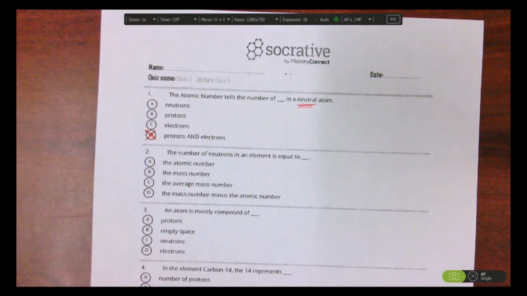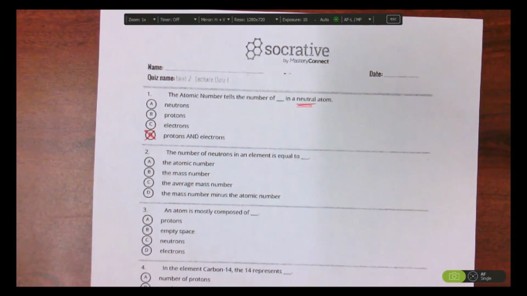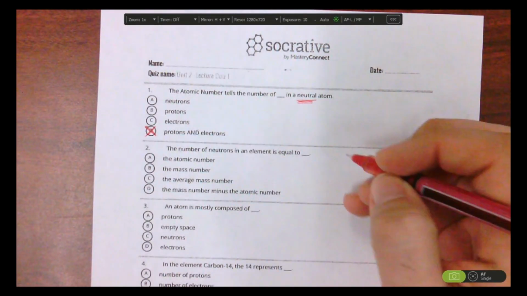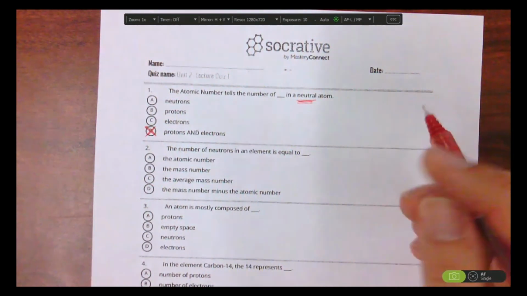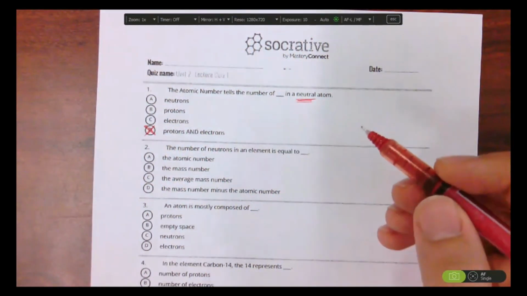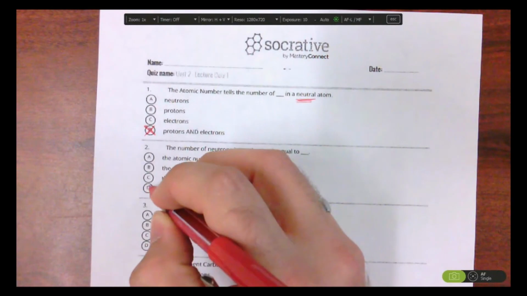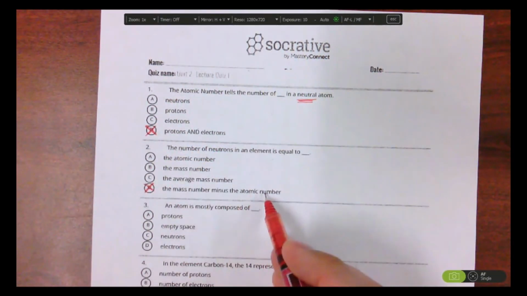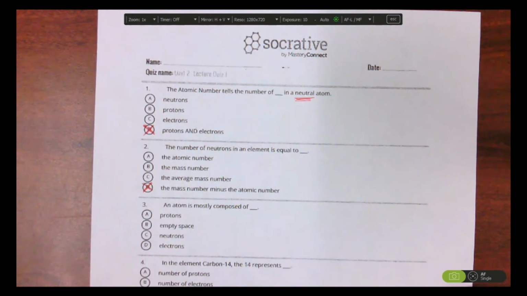Number 2, the number of neutrons in an element is equal to, is it the mass number? See, that's another good one, yes. It is the mass number minus the atomic number. That's the only way you can get the neutrons. I like putting that one in. Y'all were paying attention earlier.